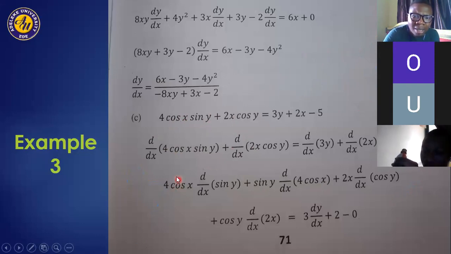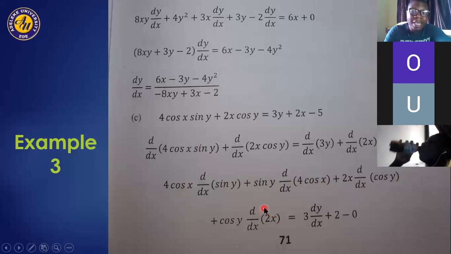Okay, so that was what happened. You add your 4x differentiating sine y. You add your sine y differentiating 4 cos x. Are you there now, Victor? So you add your 2x differentiating cos y. You add your cos y differentiating 2x. Do you understand the concept now?